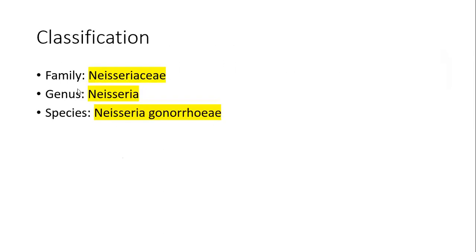It belongs to the order Gracilicutes and family Neisseriaceae, genus Neisseria. Genus Neisseria consists of two main pathogenic species, Neisseria gonorrhoeae and Neisseria meningitidis. Neisseria meningitidis is a causative agent of meningococcal infection, and Neisseria gonorrhoeae is a causative agent of gonorrhea.